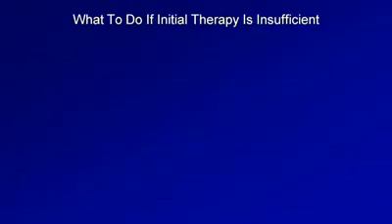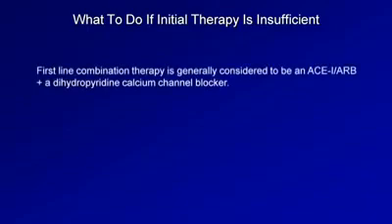If the decision is made to start combination therapy, the first-line combination therapy is generally considered by experts to be either an ACE inhibitor or ARB, plus a dihydropyridine calcium channel blocker. For example, the combination of benazepril and amlodipine. Why is this combination thought to be the best?